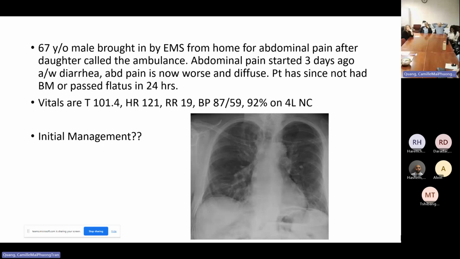So you guys got some access, you started some fluid, you got labs. What labs do you want? CBC. Blood cultures, UA, lactate, I'd throw in troponin, why not? 67-year-old dude, troponin.